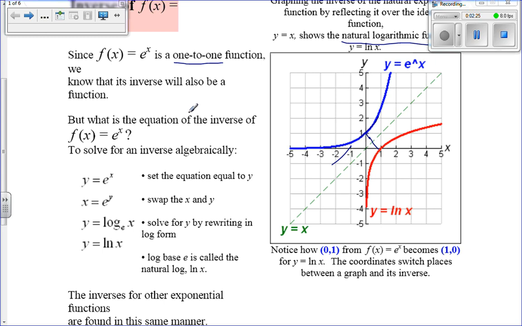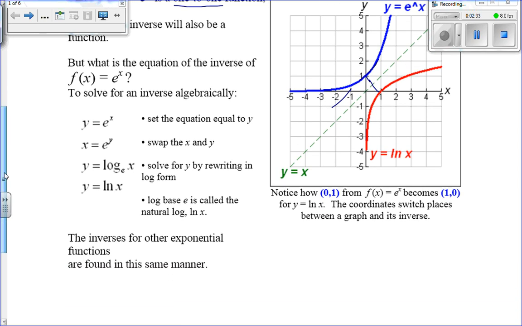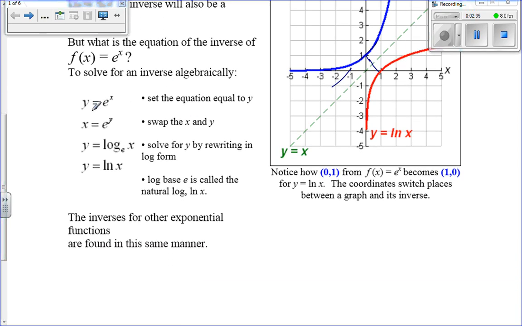But what is the equation of the inverse of f of x equals e to the x? Well, to solve for the inverse algebraically, this is something that we're going to learn how to do in this unit. We set the equation equal to y, we switch x and y, and then we solve for y by rewriting it in log form, which is what I'm going to show you how to do later today. And when we have a log and the base is e, it's also called the natural log.